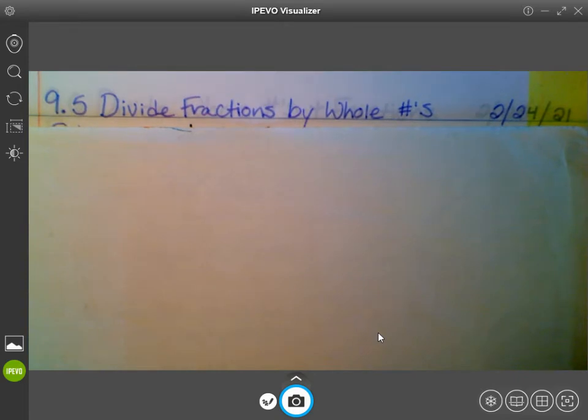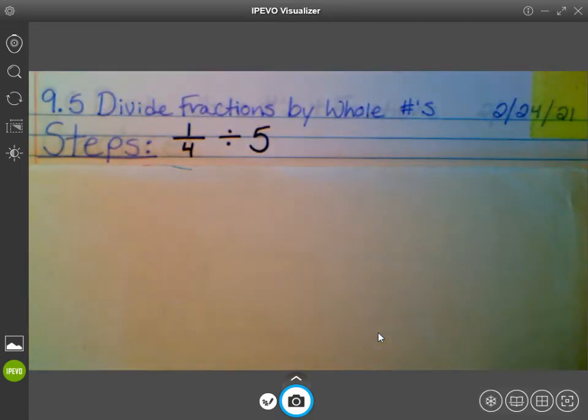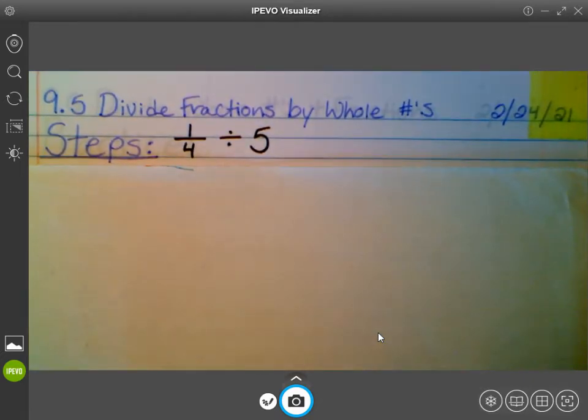All right, still waiting for a thumbs up from a few people. Awesome. All right, are we ready to move on? Okay, so we're going to dive right into the steps just like we did yesterday. So today we're taking 1/4 and dividing it by the whole number 5. So 1/4 divided by 5. Yesterday we took a whole number and divided it by a fraction. Today we're taking fractions and dividing them by whole numbers. Give me a thumbs up when you're ready for our first step.